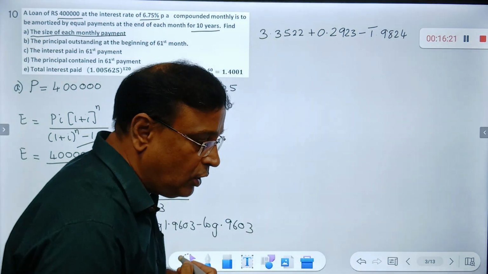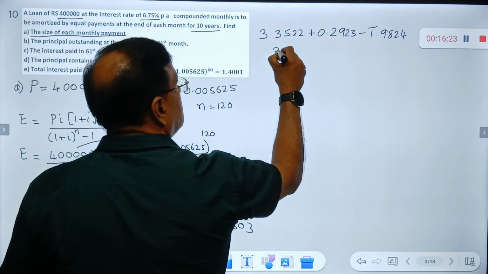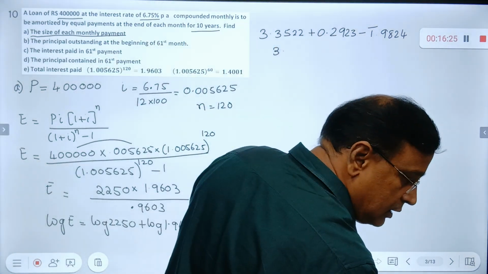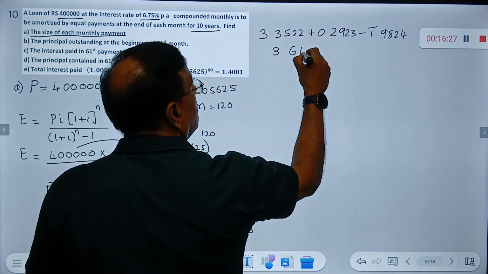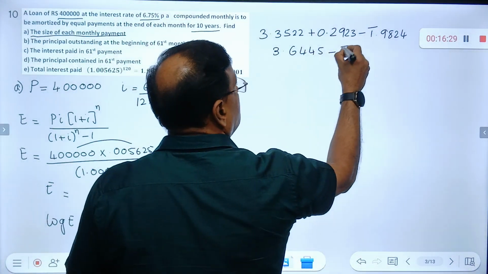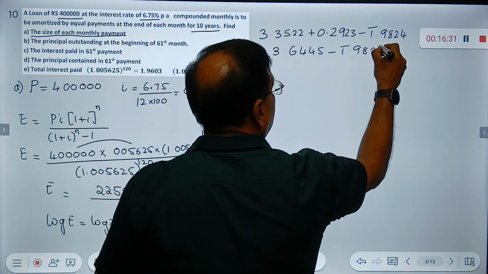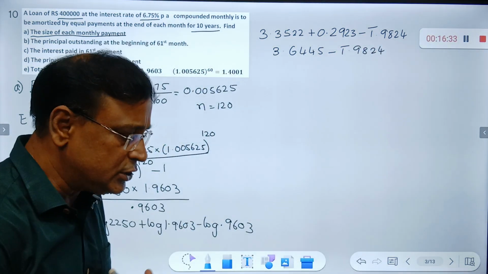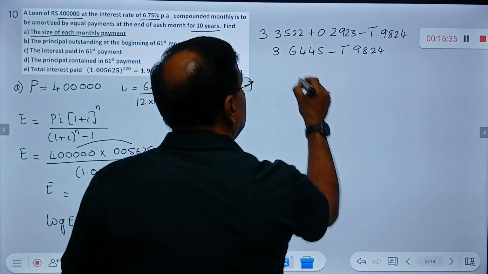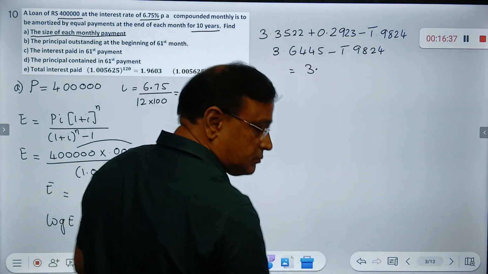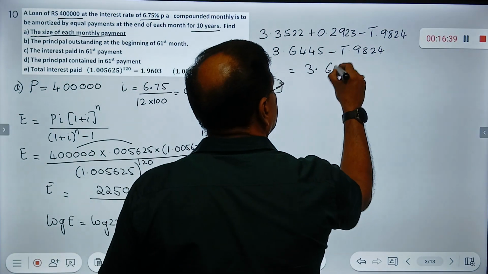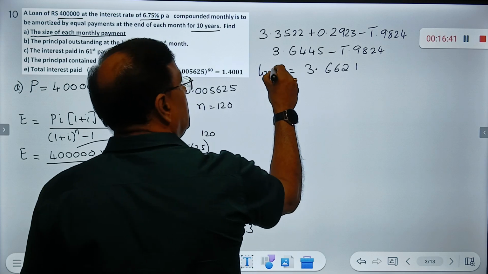Okay. Now if you add these two, I'm getting 3.6445 minus bar 1.9824. So just normal calculation. So if you subtract this, what do you get? I get 3.6621. This is log E.